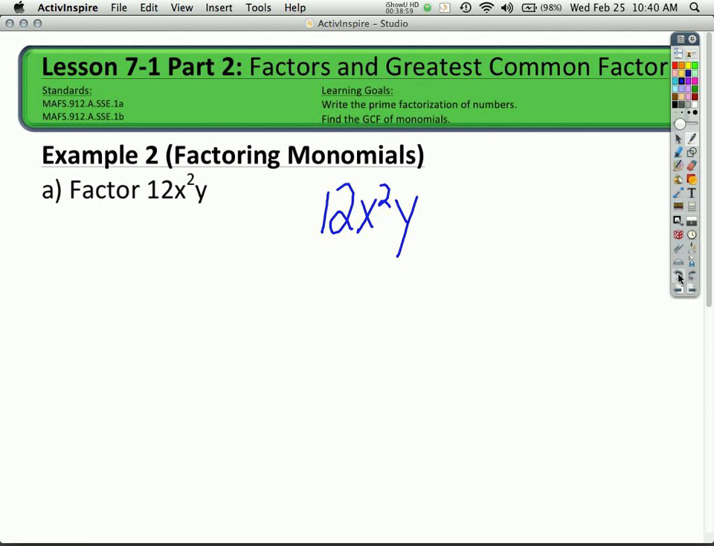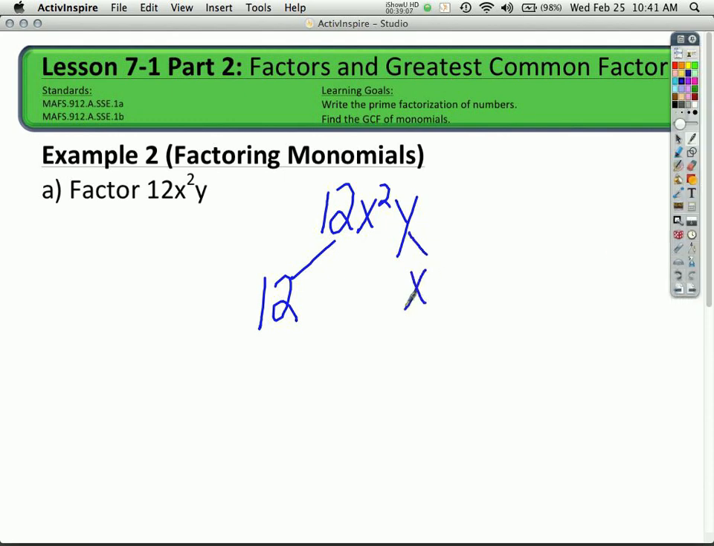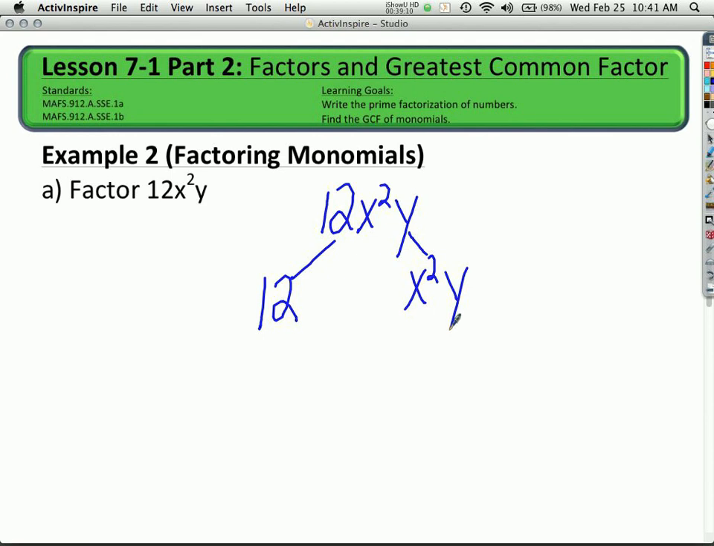So the first factor pair is 12 times x squared y. That's the first factor pair. Right? Because if I multiply these two together, I get that. That's what a factor pair is. Two things you multiply together to get a result. Now, prime only applies to numbers, and so we don't have to worry about that with this. So let's just stick with the numbers. Can I have a factor pair for 12? Factor pair for 12, Caleb? 3 times 4.